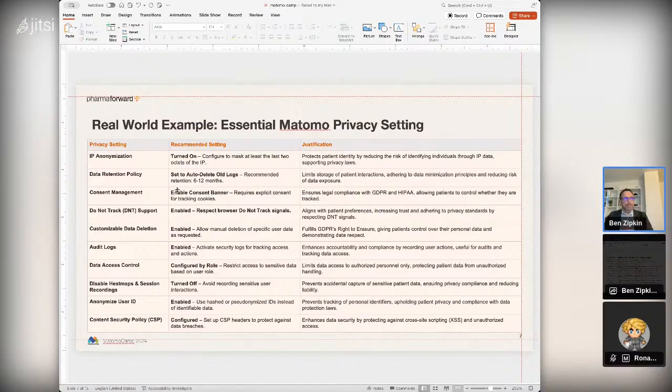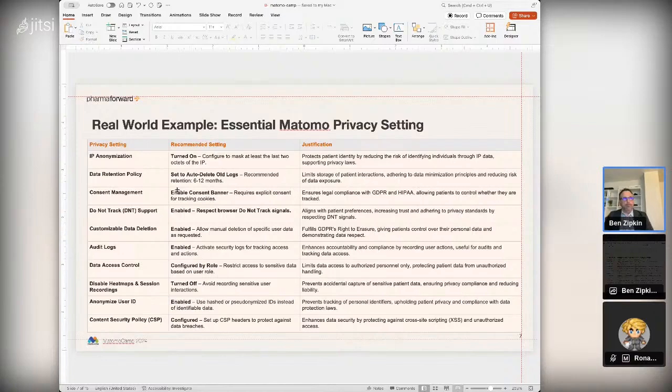For one, we always turn on IP anonymization. I have a hard time with that word, but we mask at least the last two octets of the IP. Having a data retention policy of 12 months or less is critical for healthcare websites.